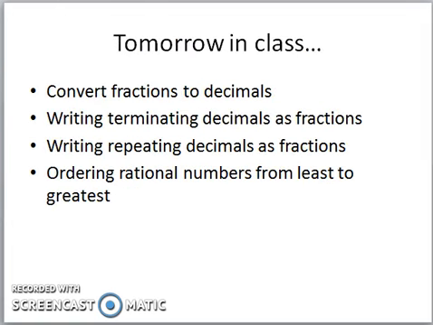So what we're going to do tomorrow is convert fractions to decimals. We are going to write terminating and repeating decimals as fractions, and then we're going to order rational numbers from least to greatest. See y'all tomorrow.